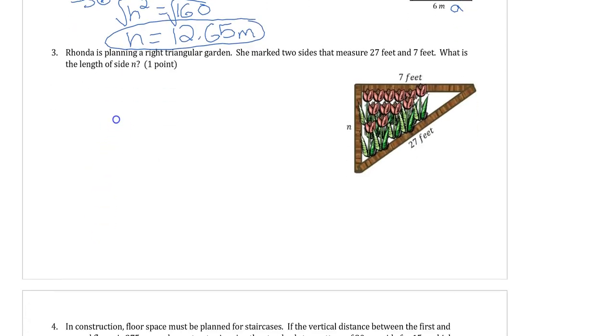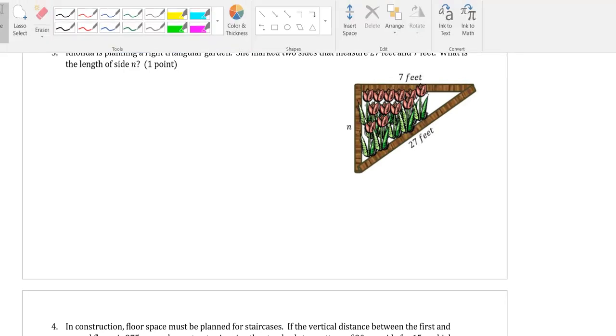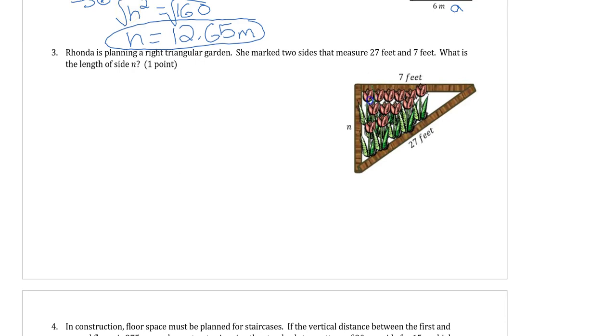All right, looking at number 3, Rhonda is planning a right triangular garden. She marked 2 sides that measure 27 feet and 7 feet. What is the length of side N? So again, here is my right angle. Across from that is C. It's hard to see with the flowers in the way. All right, and then I have A and B. So again, I have A squared plus B squared equals C squared.